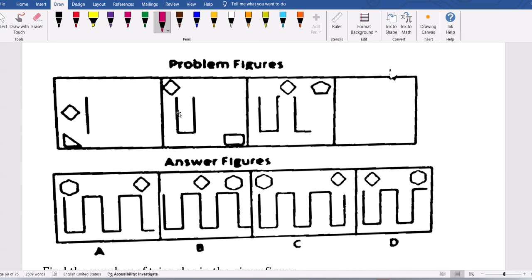And here, triangle, three; rhombus is fixed everywhere. I need one rhombus in the options, so every option has a rhombus. Triangle, three sides; rectangle, four sides; pentagon, five sides. We need a hexagon. Hexagon is available in every option.